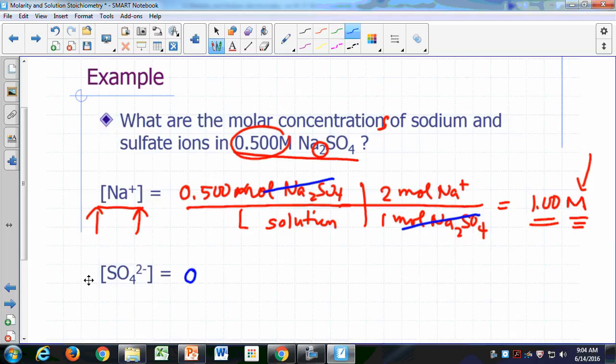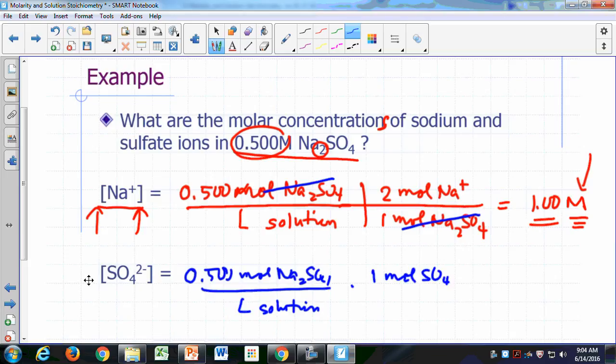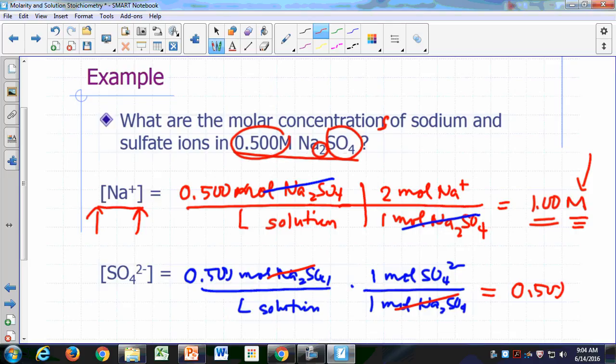Then you're going to say I have 0.500 moles of sodium sulfate per liter of solution. Multiply that by 1 mole of sulfate per mole of sodium sulfate. Okay, so whatever the subscript of sulfate is, it's not 4, it's 1. They have 1 of the sulfate ions there in 1 formula unit of sodium sulfate. So this is going to be equal to 0.500.